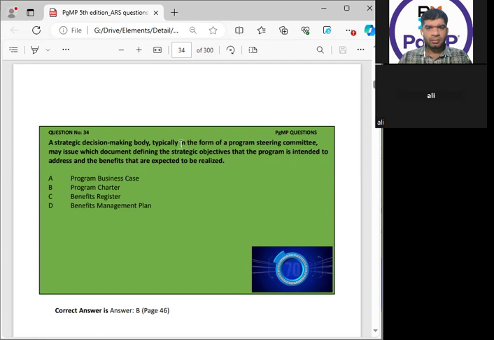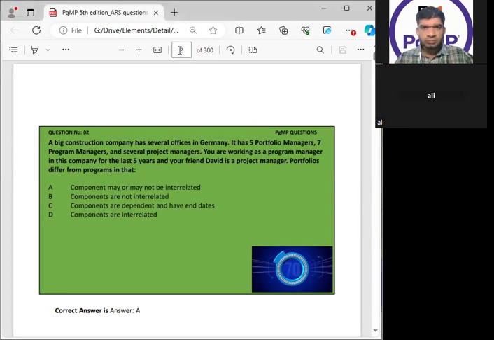Okay, so you're saying that typically the program steering committee issues the document defining the strategic objectives. And the strategic objectives are vision, mission, goal, and objective. Yes, these are the 4 strategic items. It is all available in the charter. Correct. So by default, let's go to the charter. Okay, these are the 4. Others again may be the same, or may not be, hopefully not.